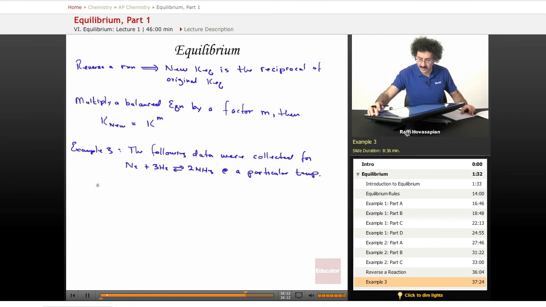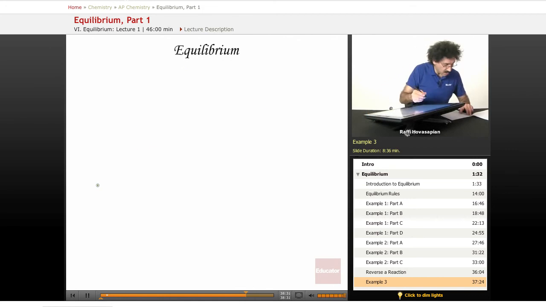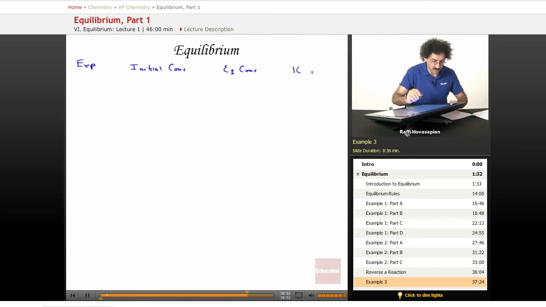You know what, I'm actually going to start the data on another page. So the following data were collected for N2 plus 3H2 goes to 2NH3 at a particular temperature. And now I'll go ahead and give you the table. This is the experiment, this is the initial concentration, the equilibrium concentration, and the actual K, which we know the expression for.